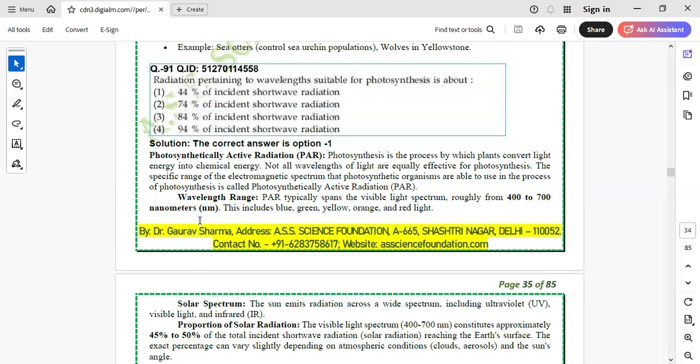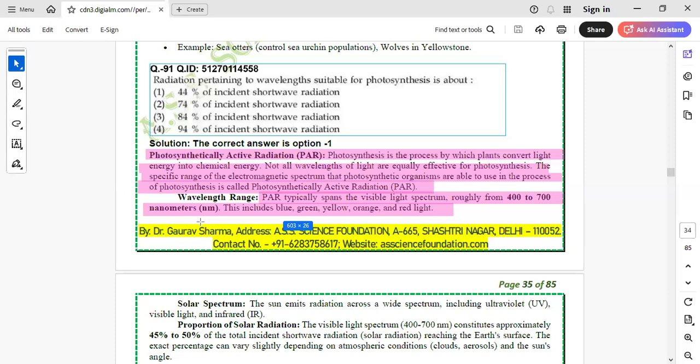As you can see about the PAR, photosynthetically active radiation, PAR is 400 to 700 nanometer as per the literature. Photosynthesis is the process by which the plant converts light into chemical energy, and not all wavelengths of light are equally effective for photosynthesis. The specific range of the electromagnetic spectrum that photosynthetic organisms are able to use in photosynthesis is called photosynthetically active radiation, which we call PAR, right? The wavelength range of PAR typically spans the visible light spectrum, 400 to 700 nanometers, including blue, green, yellow, orange, and red light.